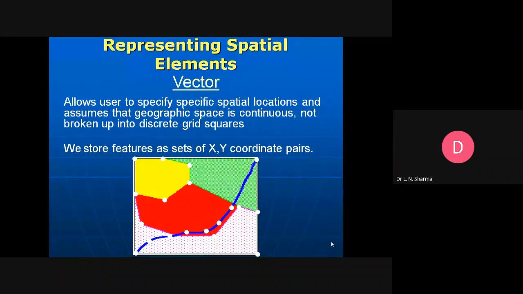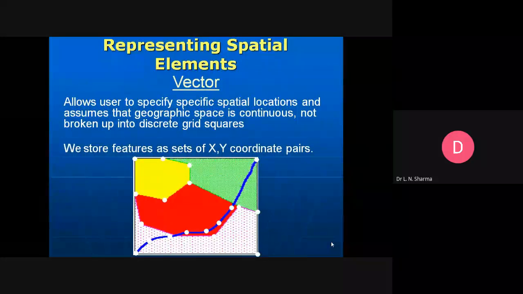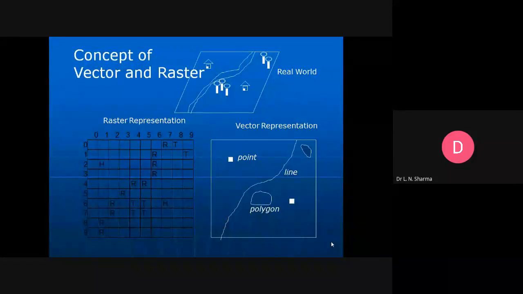Now, all this data we have digitized in the vector system using the vector data types, first through points, then making lines, and then making polygons. So this distinction has to be very clear: vector uses point, line, and polygon data, whereas raster uses grids or cells.